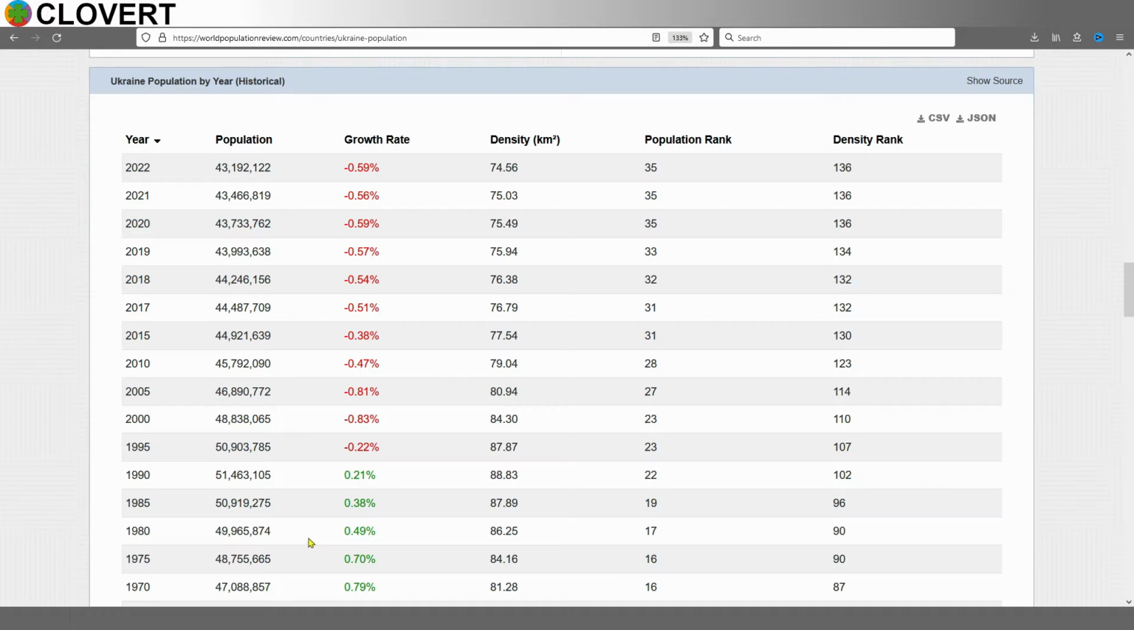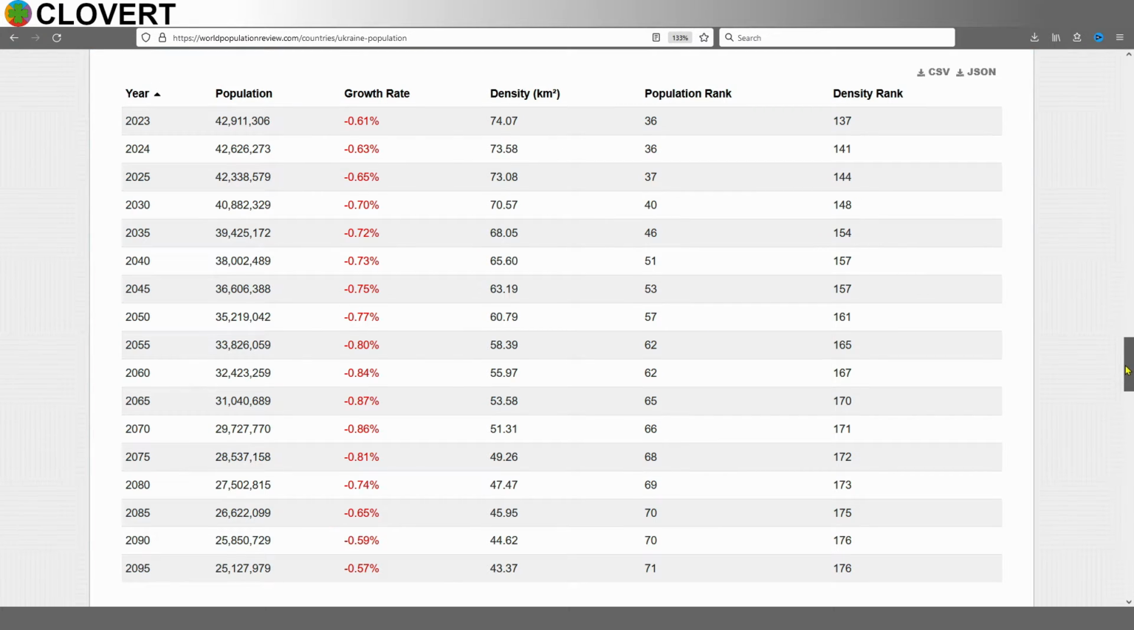But look at these numbers. In 1990, the population was 51.4 million. Now it's 43.192. A huge loss in population. So these numbers here may seem small enough, but when it's year by year, this is compounded. And that's why you have like 8 million people gone out of the population.